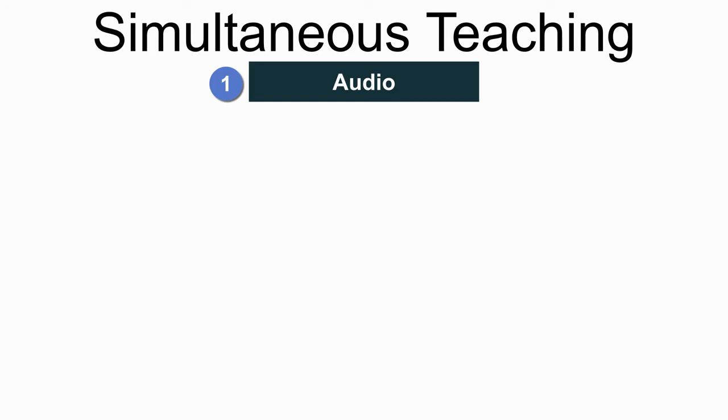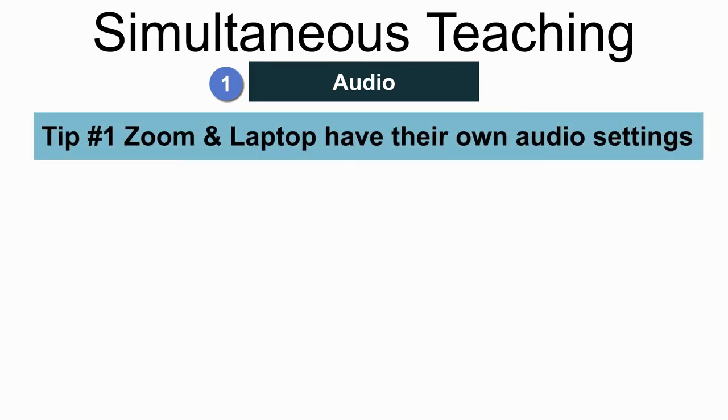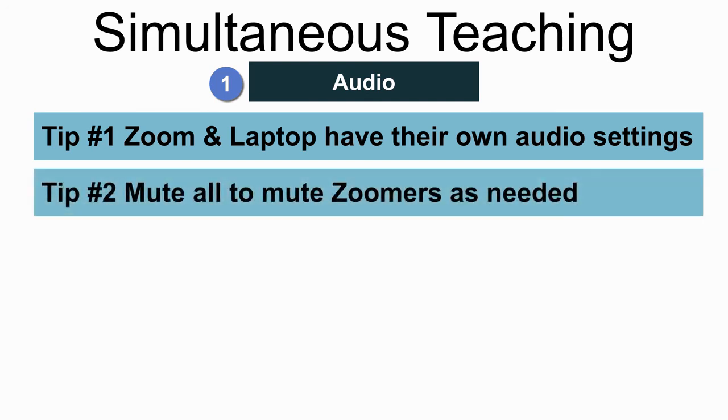So we were able to look at audio inputs, microphones, and audio outputs, speakers, and just a few quick tips before we move on to video. Tip number one, don't forget Zoom and your laptop do have their own audio settings. Number two, you can always mute your Zoomers. So if there's a lot of background noise with those kids at home, don't forget that you can always mute all so it's not really loud if you are projecting that sound into your entire classroom.